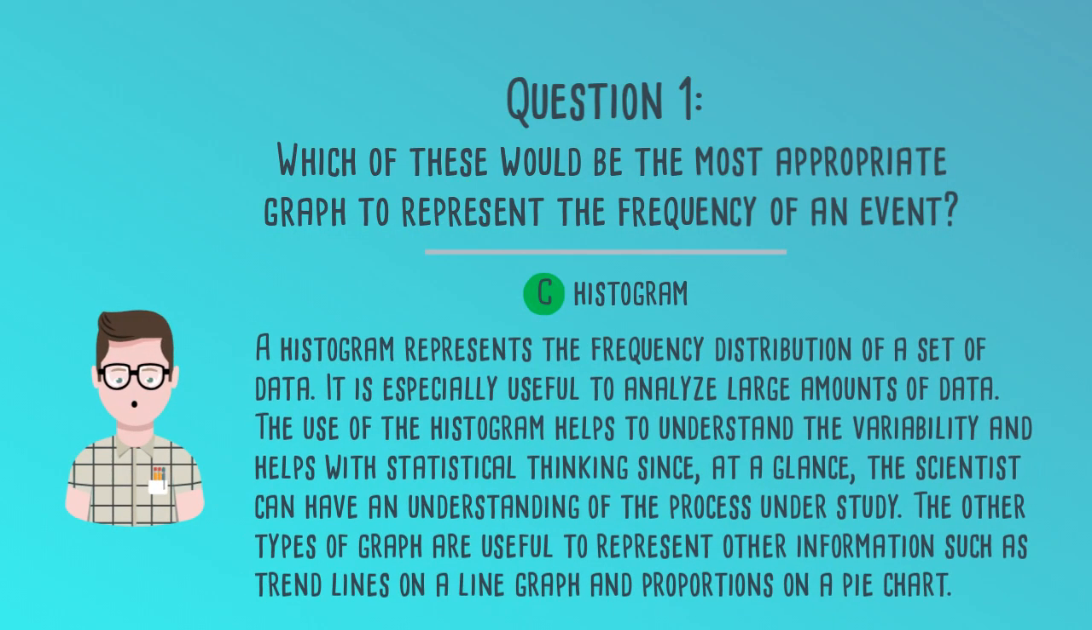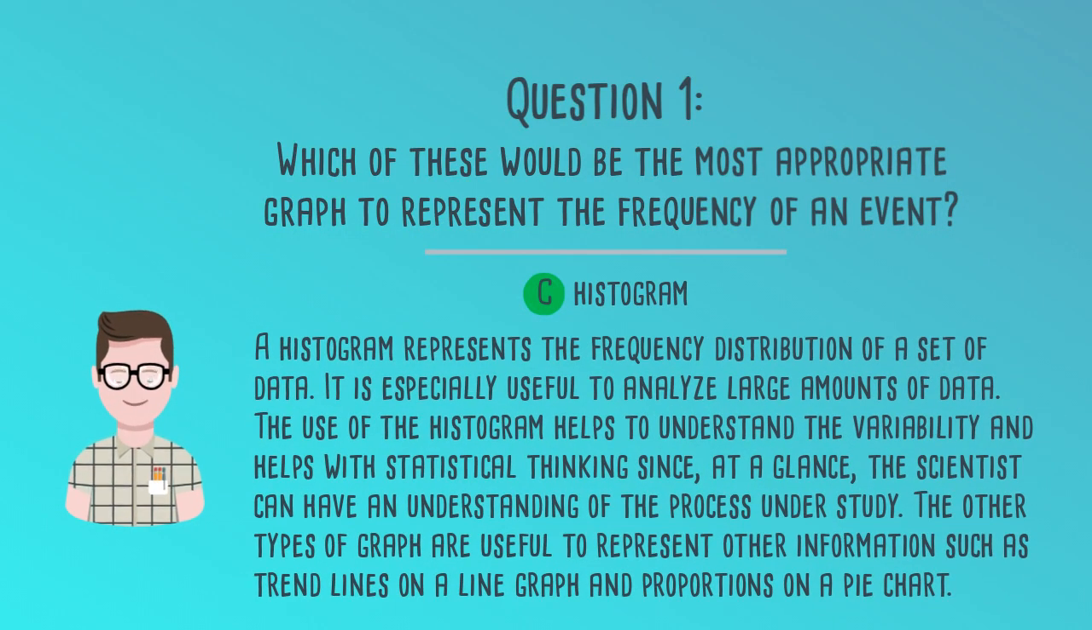Histogram. A histogram represents the frequency distribution of a set of data. It is especially useful to analyze large amounts of data. The use of the histogram helps to understand the variability and helps with statistical thinking, since at a glance the scientist can have an understanding of the process under study. The other types of graphs are useful to represent other information, such as trend lines on a line graph and proportions on a pie chart. If you had trouble finding this answer, be sure you notice the word most in the question.